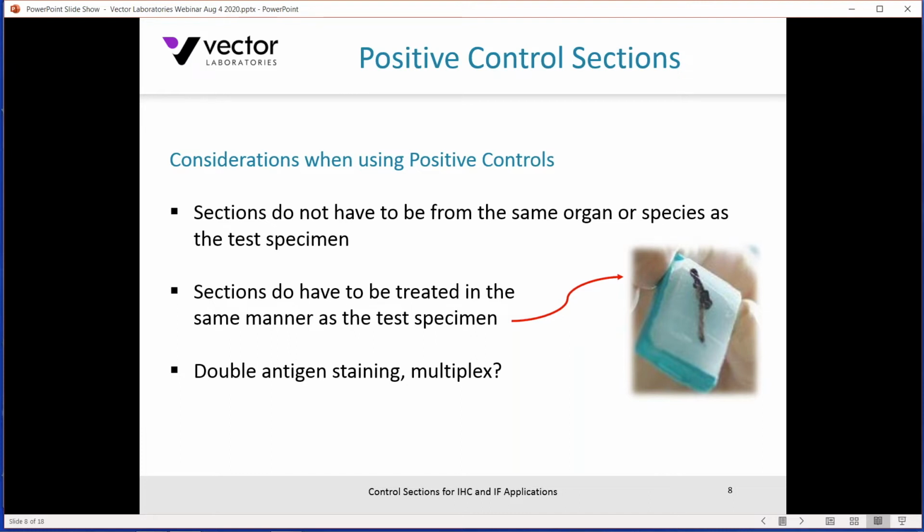The last bullet point I've got here on this slide is whether you may be conducting multiplexing, multiple antigen labeling. What do you do in those scenarios? What I'd recommend would be to set up known positive controls for each of those target antigens you're looking for, whether it be 2 or 3 or however many you're trying to identify in the one tissue section. This will alleviate potential issues you may have down the road.